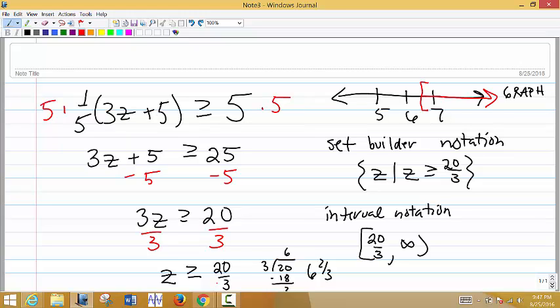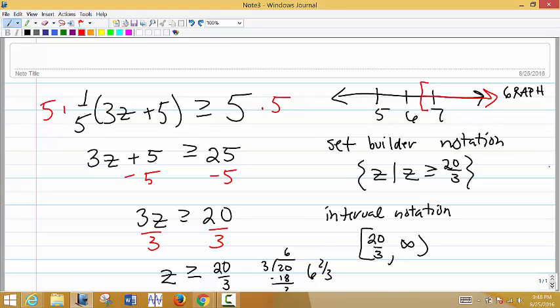Now, I want to graph this solution. But in order to graph it, I would like to know where 20 divided by 3 is on the graph. So in order to figure that out, let's convert this improper fraction to a mixed number. 3 goes into 20, 6 times 3 is 18, remainder 2. So this gives us 6 2/3.